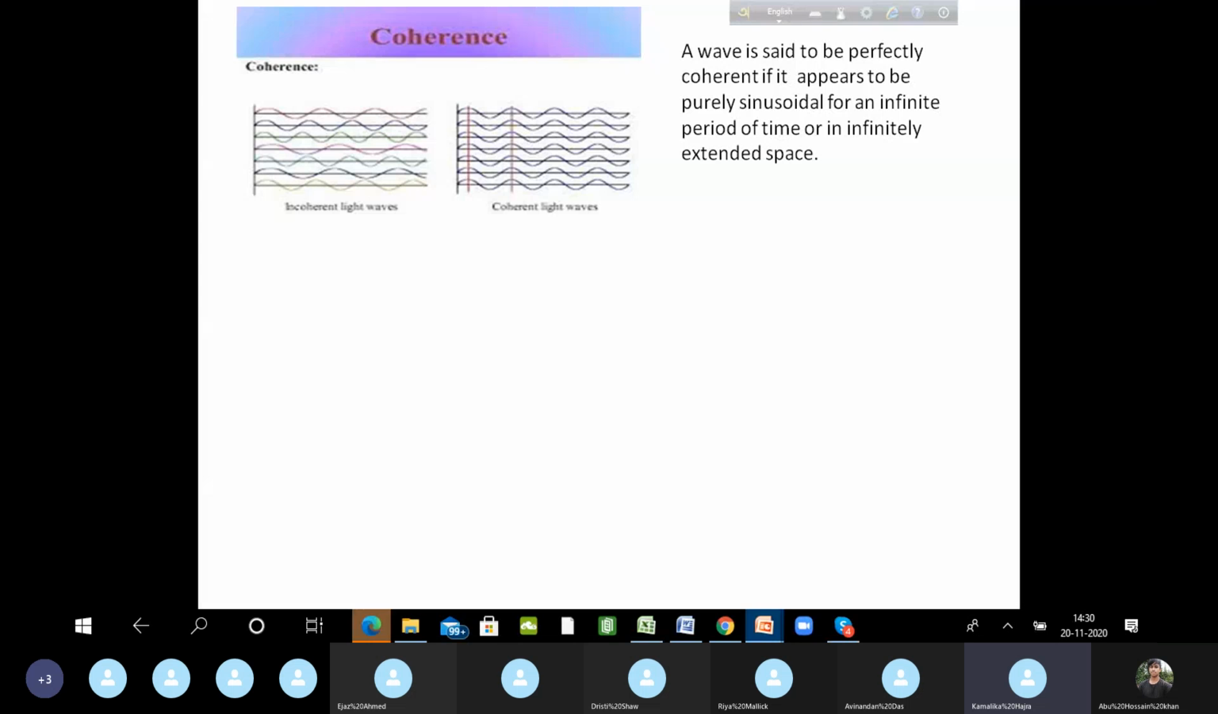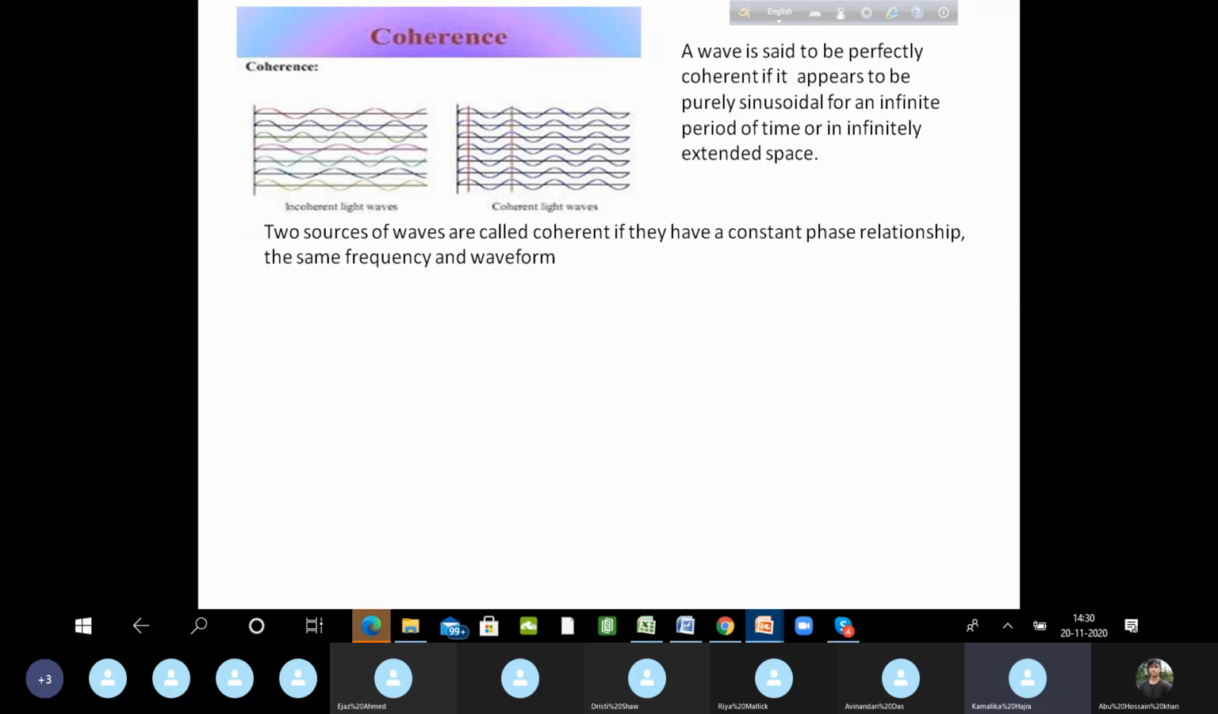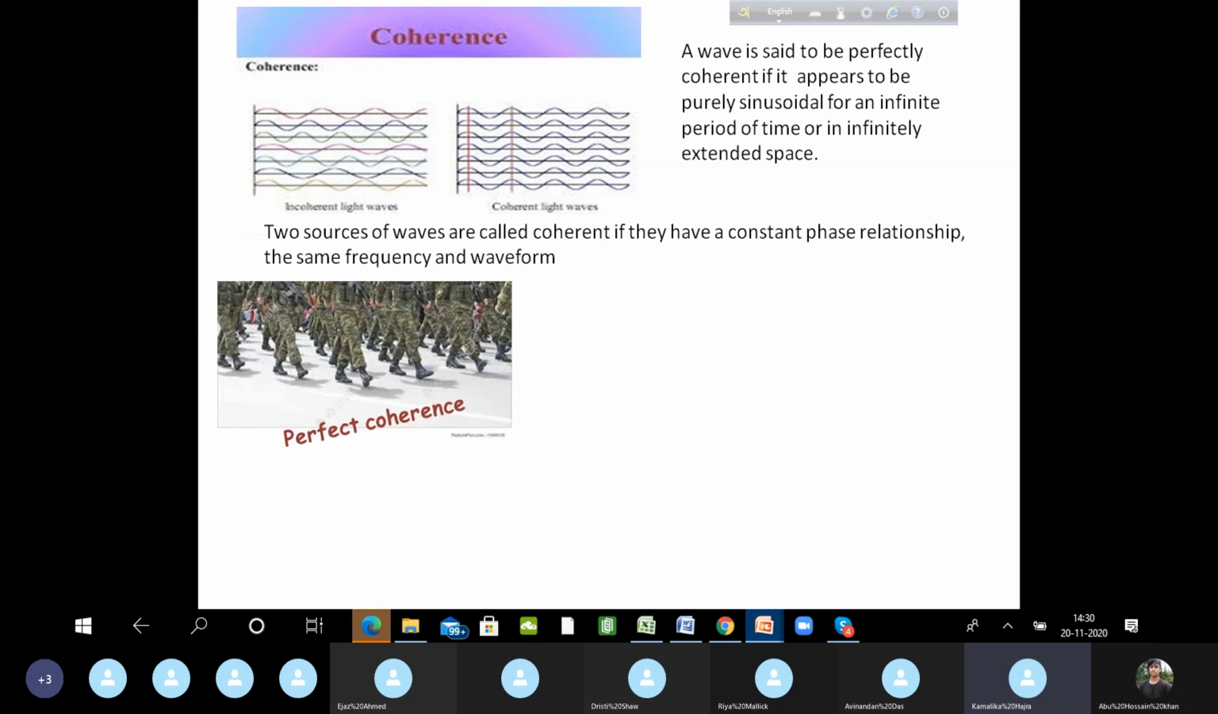So this is the definition. A wave is said to be perfectly coherent if it appears to be purely sinusoidal for an infinite period of time or infinitely extended space. Two sources are called coherent if they have a constant phase relationship, same frequency and waveform. Okay.